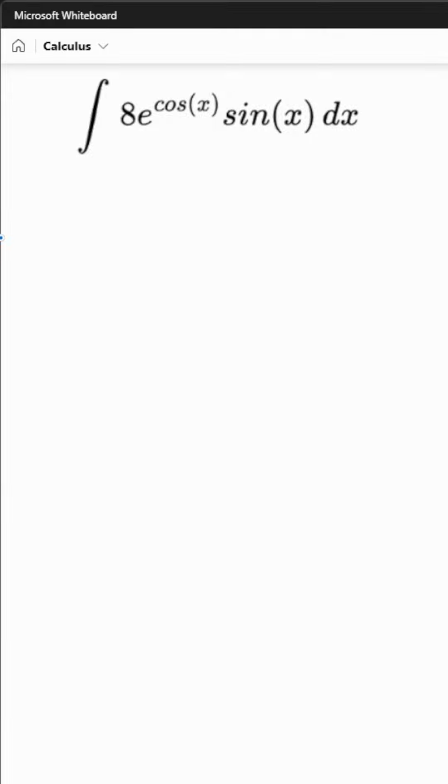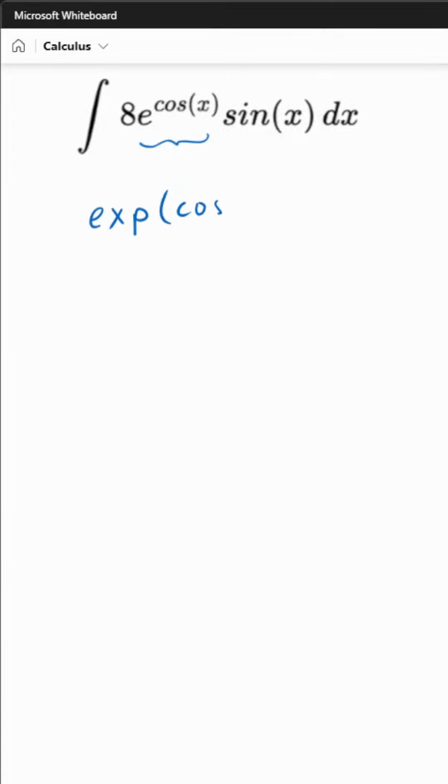U substitution is such a powerful integration technique in calculus, but a lot of the students I tutor struggle to realize when you can and can't use u substitution. And so what I want to do here is walk through this example and hopefully show you some of the intuition behind it. We have an expression that has cosine inside of an exponential.